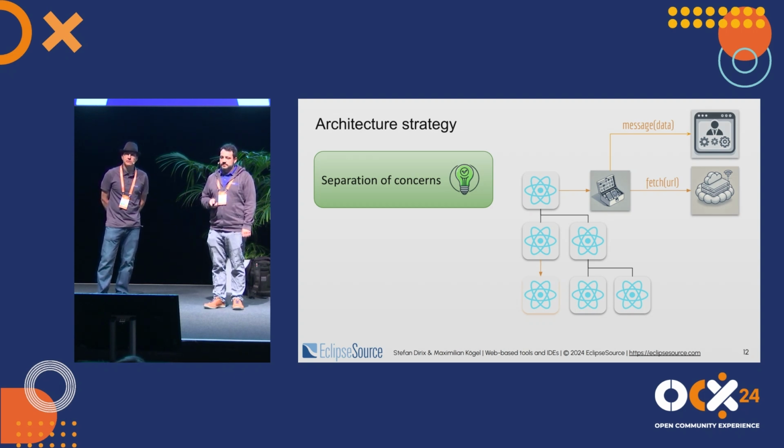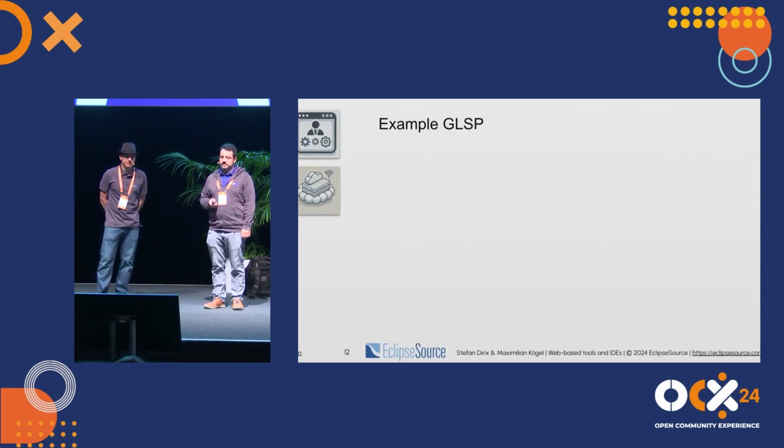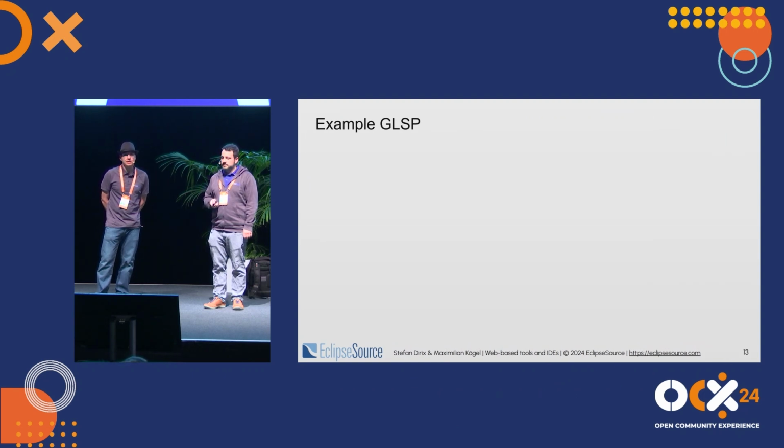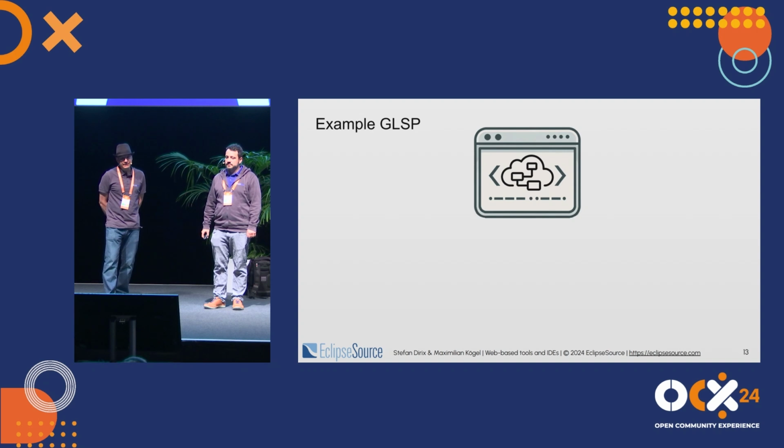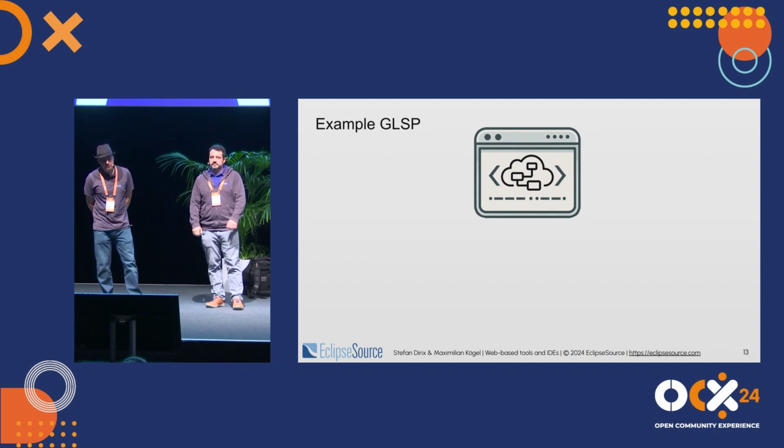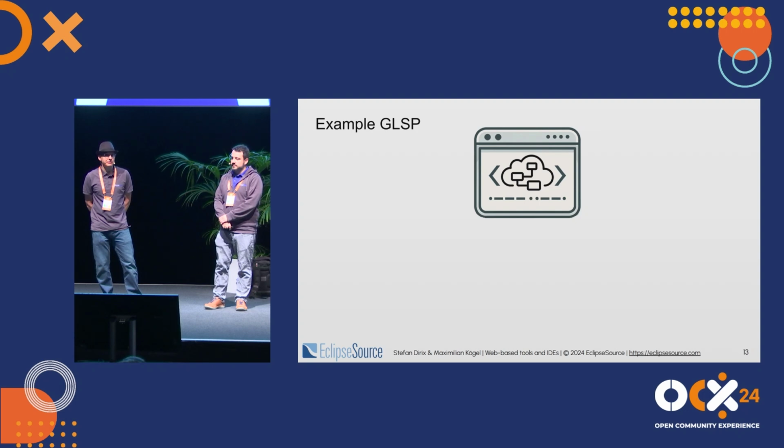So on that level, that's something that might be very clear, that you separate the concerns there, but actually this strategy is also very useful on an architectural level. And I would like to look at an example of how we applied that on an architectural level. And the example is GLSP. So if you're not familiar with GLSP, it's about building graphical editors with the same principles as the language server protocol.